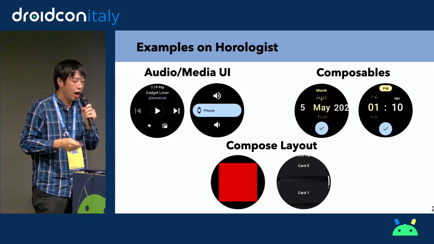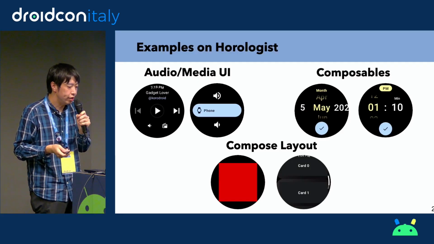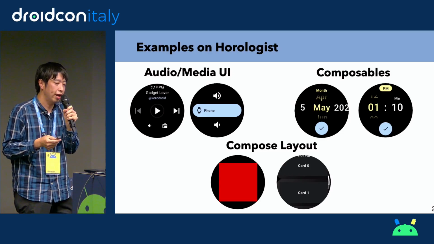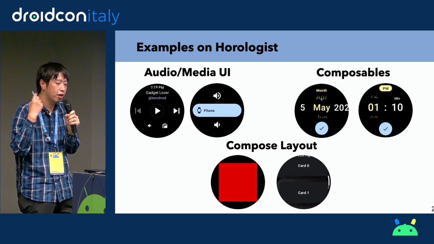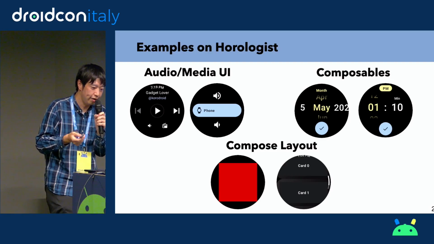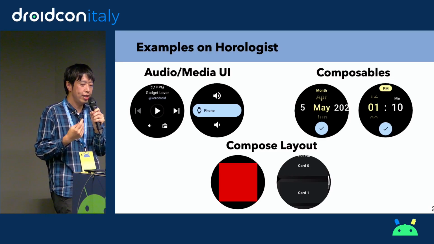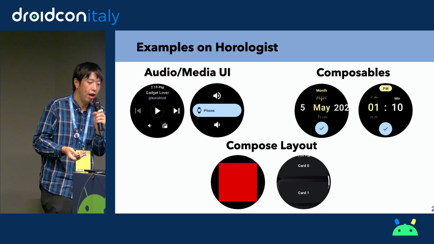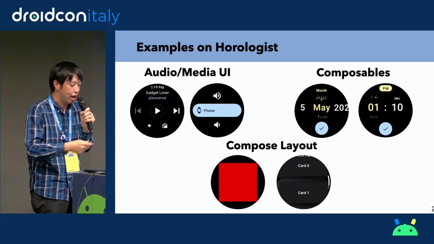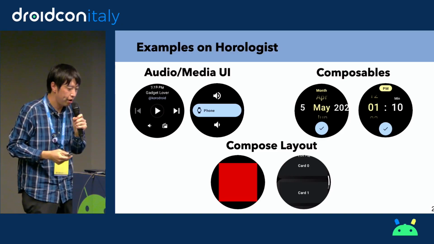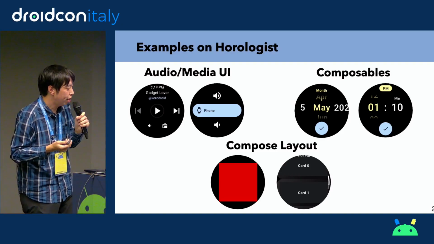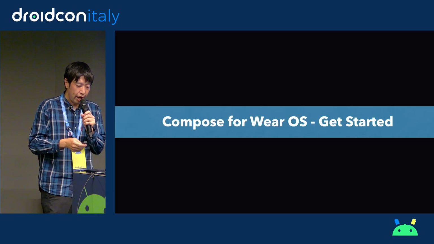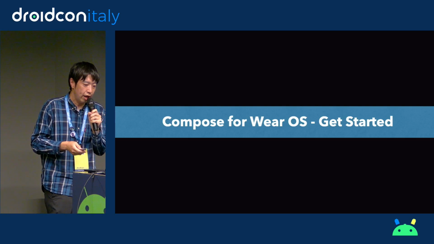Okay, by the way, I'm introducing Horologist. As I said before, it's a very useful library. It's just like Accompanist on mobile. It assists us to develop Wear OS apps efficiently. It contains audio and media UI libraries and some specific input components. It's very useful. Okay, let's move to the next step.